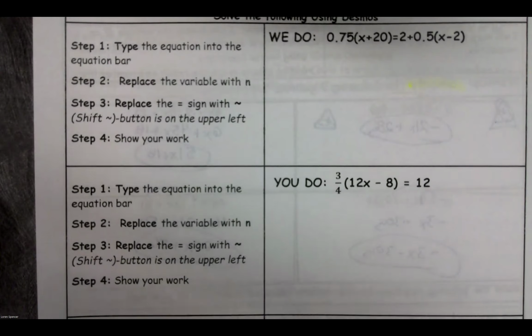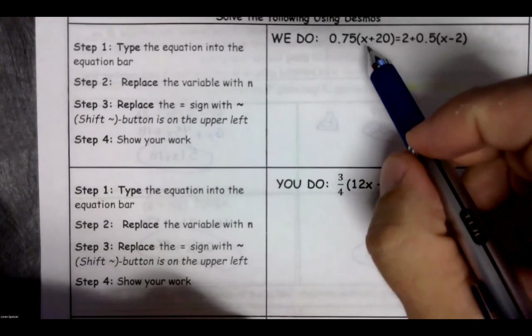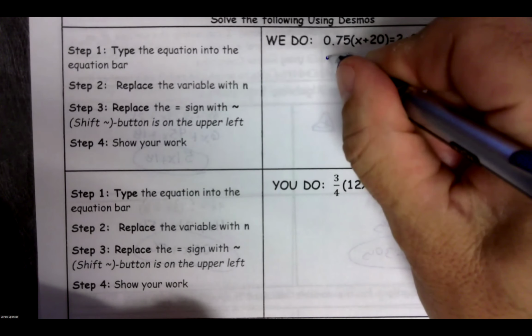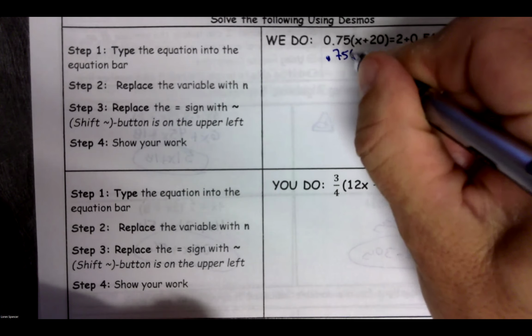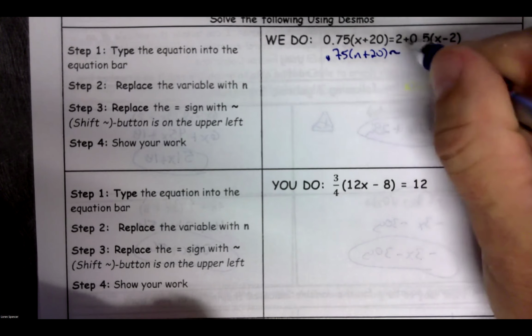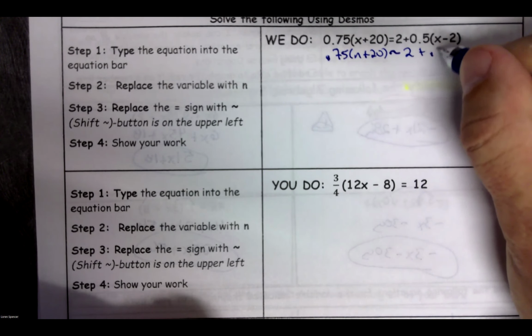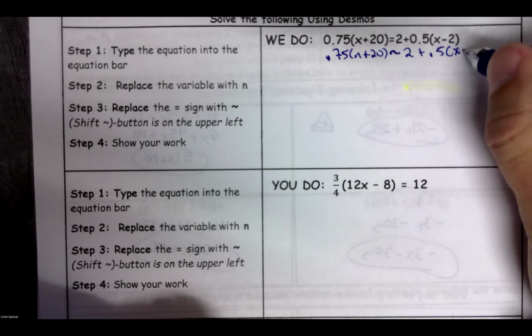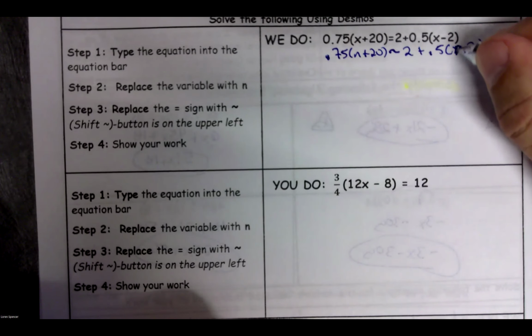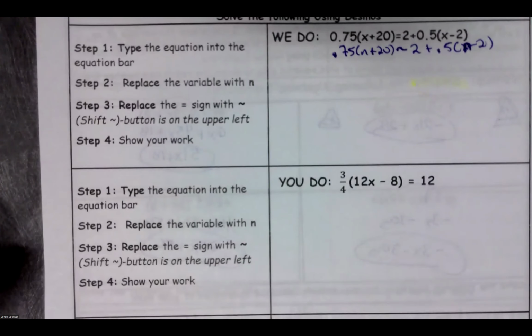Now we're going to look at solving some equations and inequalities using Desmos and then going back and showing our work. First off, I need to put this in a form that Desmos will accept, which means I need to change all the variables to an n. So this is 0.75 parenthesis n plus 20, squiggle 2, plus 0.5 parenthesis n minus 2. I'm going to switch over real quickly to Desmos. At least I hope it's going to be this quick.